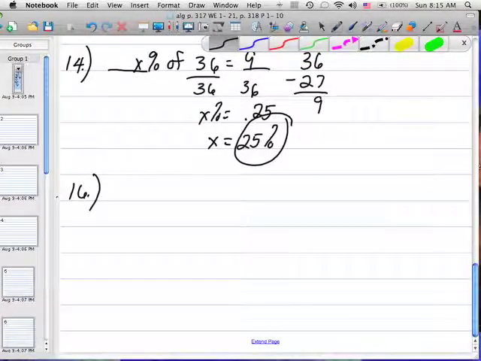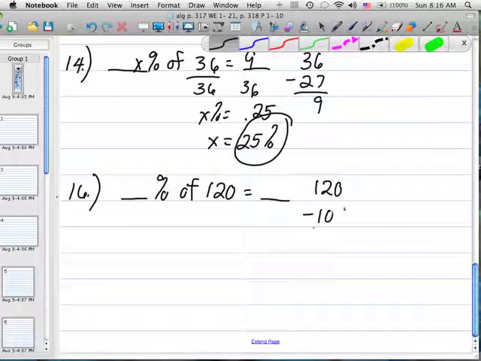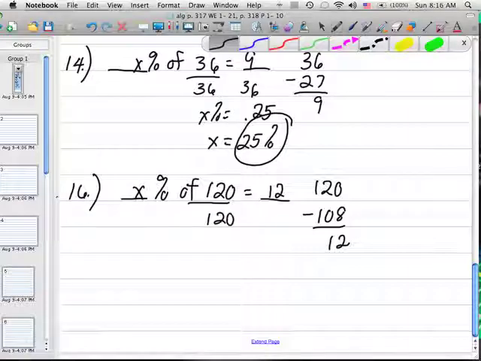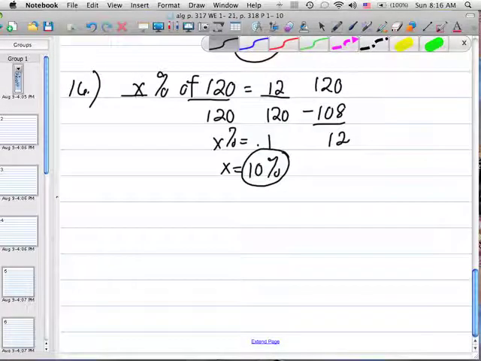Problem number 16, we have hiking boots. The original price was $120. The new price is $108. We want to know what percent of decrease that is. So we need to find the decrease. 120 minus 108 is $12. So we're looking for the percent of decrease. Divide both sides by 120. And we get X percent equals 0.1. Move the decimal over 2 to the right for the percent, so that's a 10% decrease.